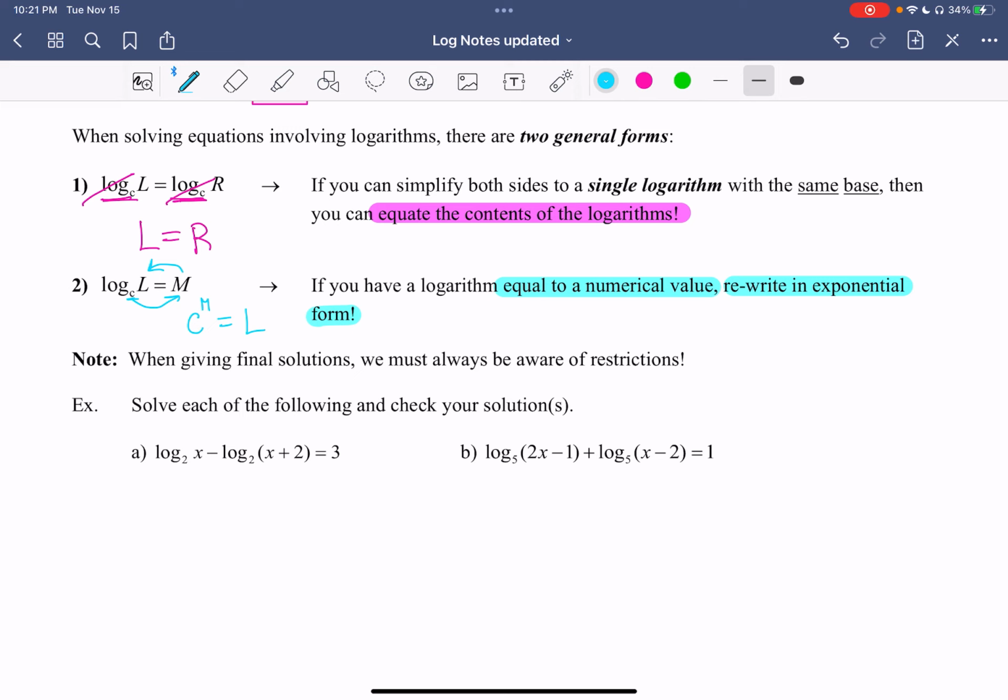So you have two options here. Either you have two logs equal to each other, or you have one log equal to a number. And then you're going to do different things depending on which form you have. When you're giving your final solutions, you must be aware of your restrictions.